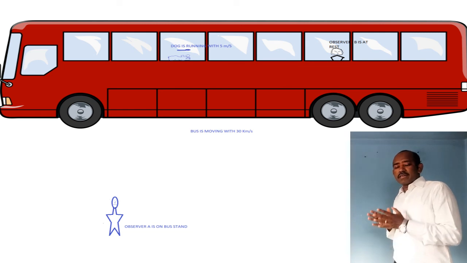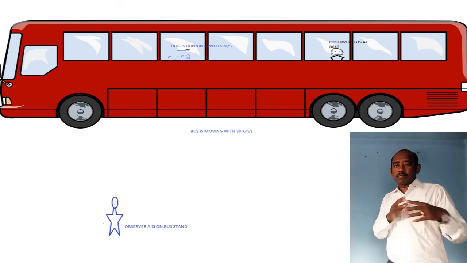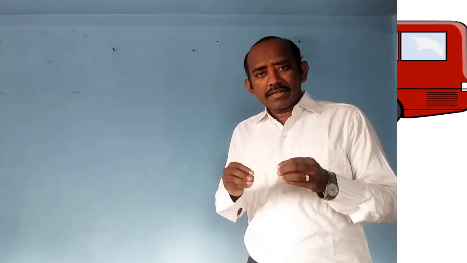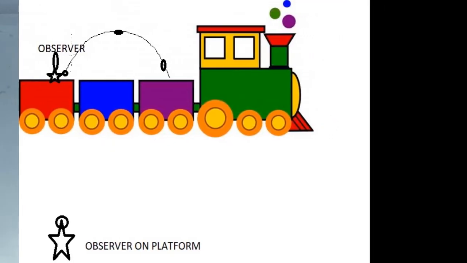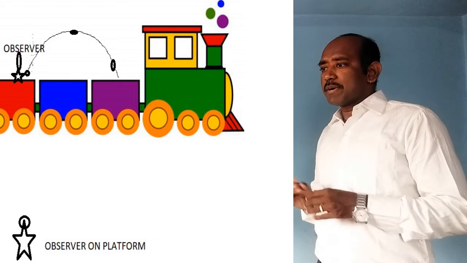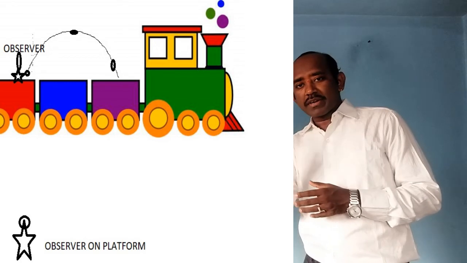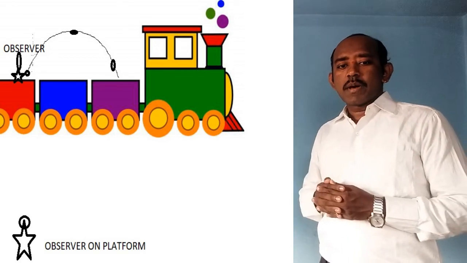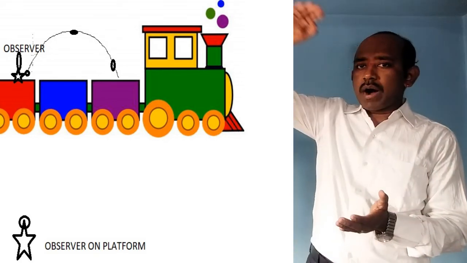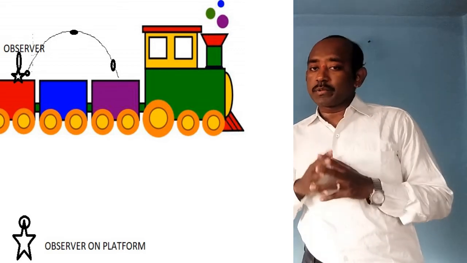The same event is observed from two different frames of reference. That is, the moving frame and the rest frame are relative to each other. Now let us take a second example. Consider a train moving along a straight line. If a person throws a ball upwards, its trajectory will be a straight vertical line itself. But for an observer on the platform, the ball takes a parabolic path. Here, both the rest frame and the moving frame are relative to each other.